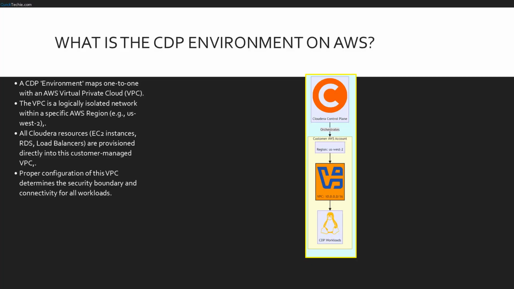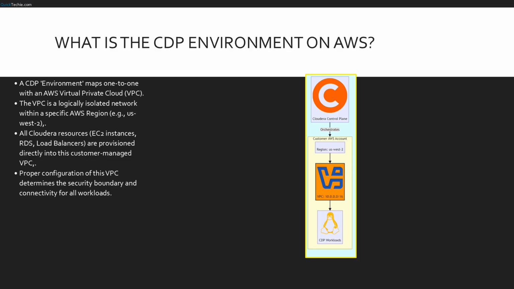Let's break down the essential components. Let's start with the core concept. What is a CDP environment? In the AWS context, a CDP environment is essentially a wrapper around your AWS Virtual Private Cloud, or VPC. When you register an environment in the Cloudera Management Console, you are pointing to a specific, logically isolated network within a specific AWS region. This is crucial because all the compute resources your data lakes and data hubs are provisioned as EC2 instances directly inside this VPC. This means the data and compute power remain under your control within your AWS account boundaries, governed by the network rules you define at the VPC level.